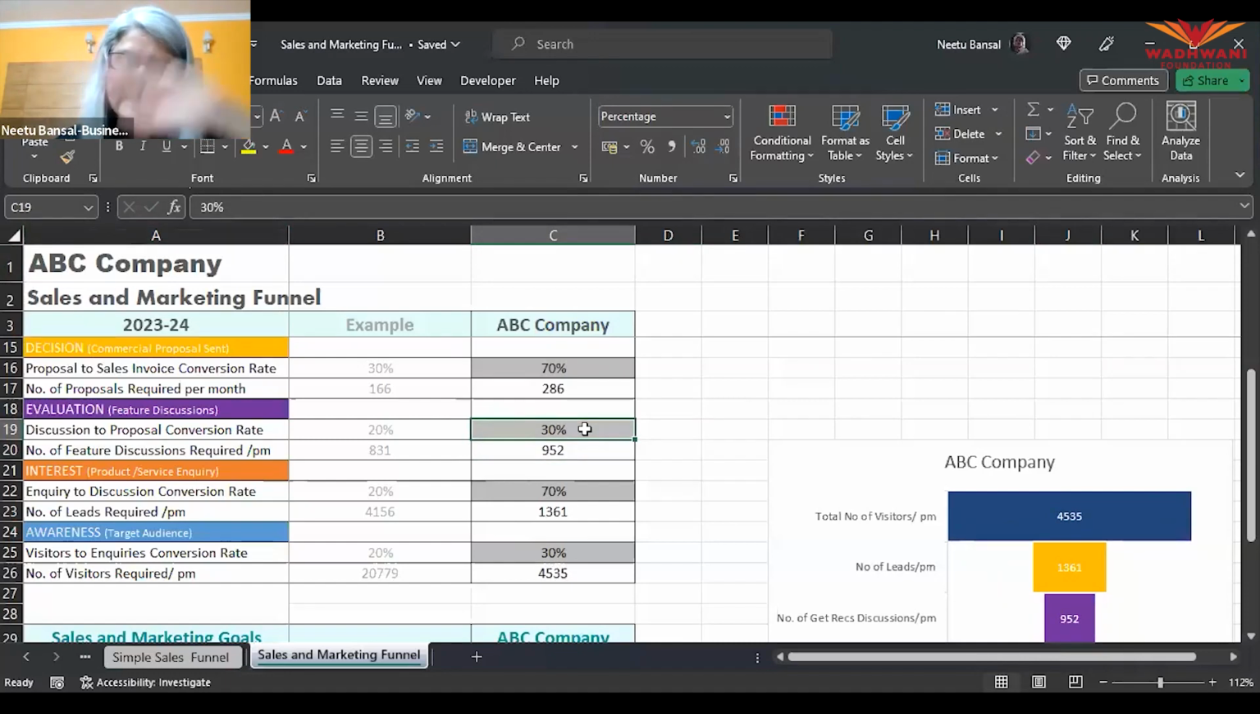So rather than focusing on the entire funnel, I focus on this one single stage and say, what am I doing over here? What is the customer expecting? What is the customer's experience? And how can I improve on that to just improve this one stage?